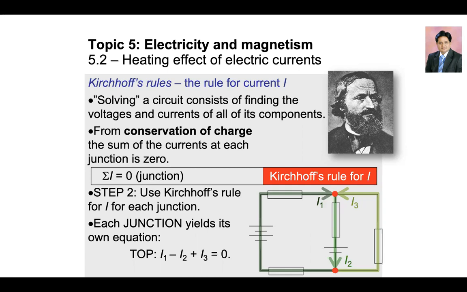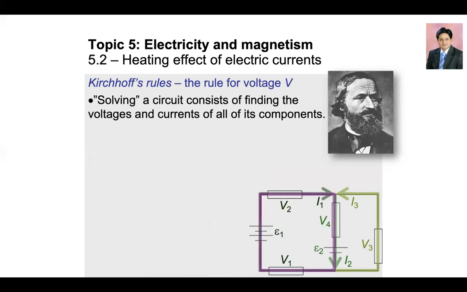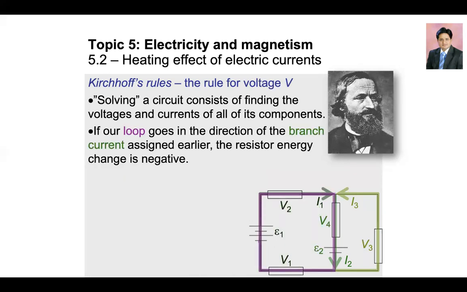You could apply the same rule for the next junction here. And here, if you see, I2 is the one that is entering, and I1 and I3, they are leaving. So your equation would be I2 minus I3 minus I1 is equal to 0. That's rule number 1. I hope rule number 1 is clear to all of you. Let's talk about rule number 2.